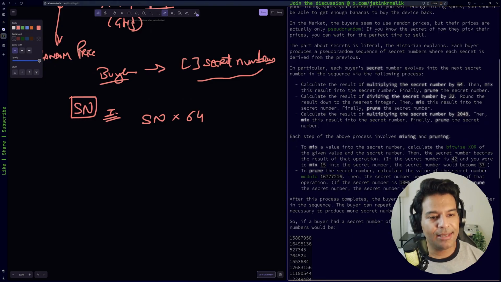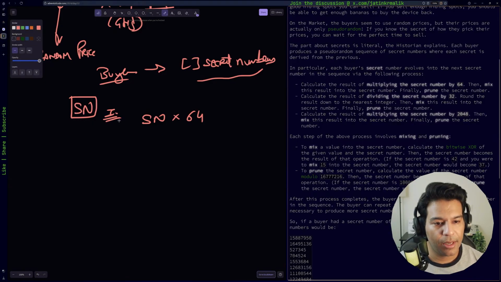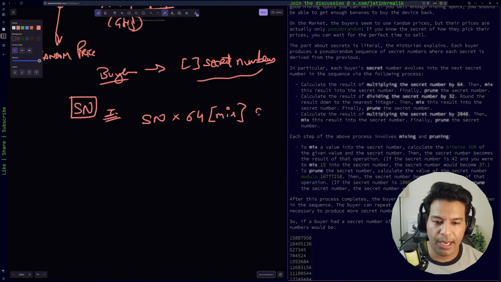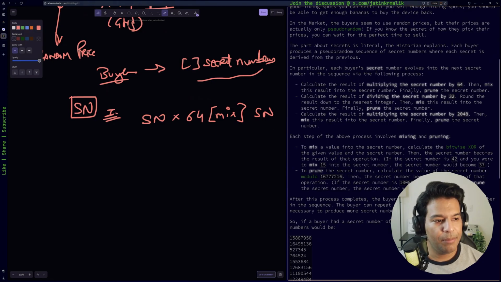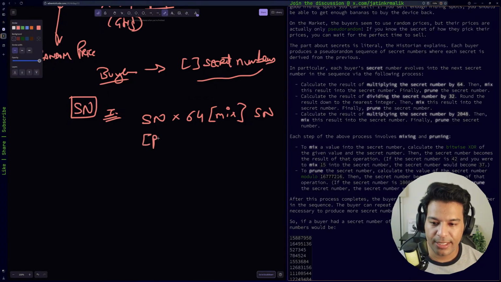And then mix this result into the secret number. So we are doing some process of mixing this back into the secret number. And finally, prune the secret number. I don't know what these things mean, but I'm going to write that down. We want to prune the secret number.